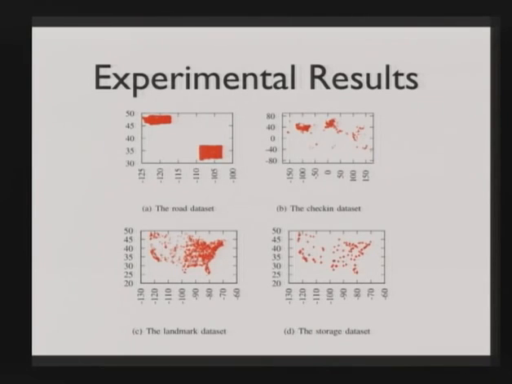We use a landmark data set, which includes the positions of landmarks in the US, including popular landmarks, schools, and so on and so forth. And we used what we call a storage data set, which includes locations of storage that are used by some business. These data sets were available online. They were not anonymized, and therefore, it was nice to run some experiments using them.